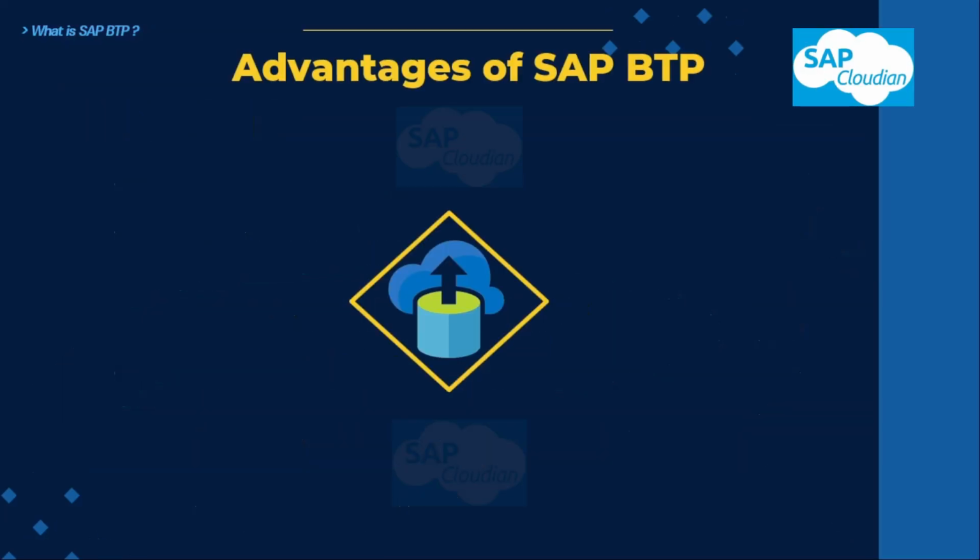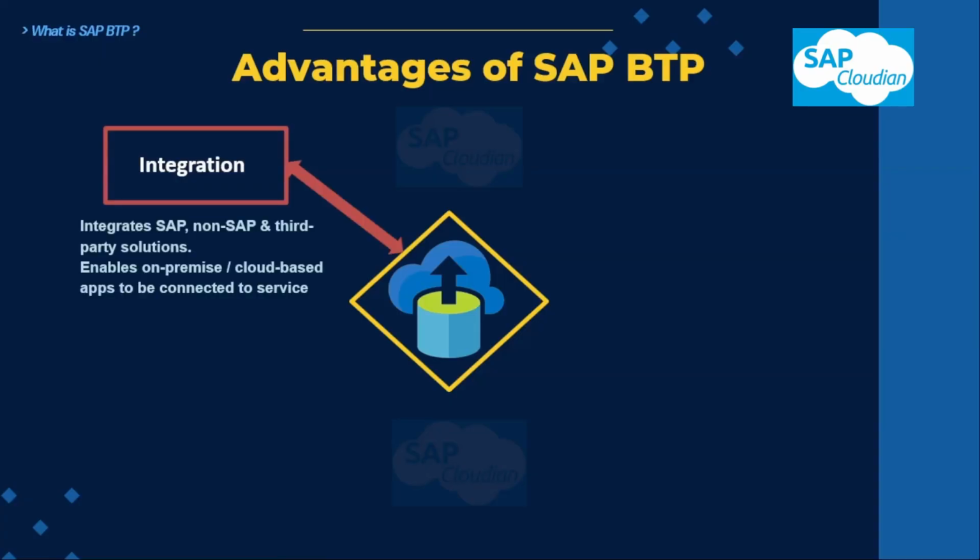Now let's check the advantages of SAP BTP. The first advantage is integration. SAP BTP integrates SAP, non-SAP and third-party solutions to provide seamless data exchange between all the business processes. It also enables on-premise applications, cloud-based applications, and any other processes to be seamlessly connected to the infrastructure of the service to provide real-time updates. That means SAP BTP is in line with current technology trends, wherein customers and businesses demand more insight and more real-time data.